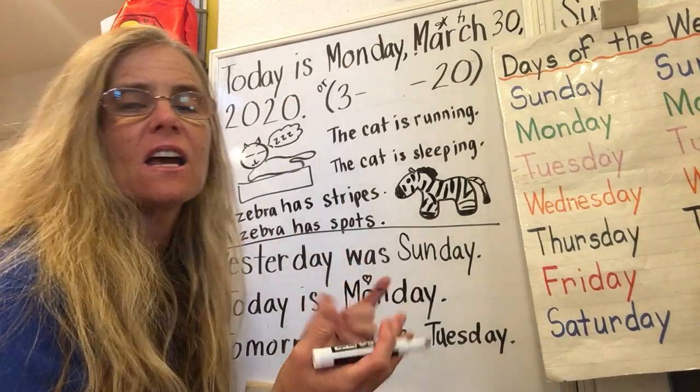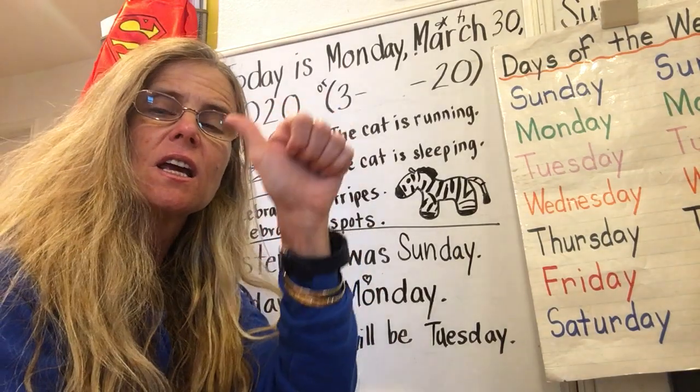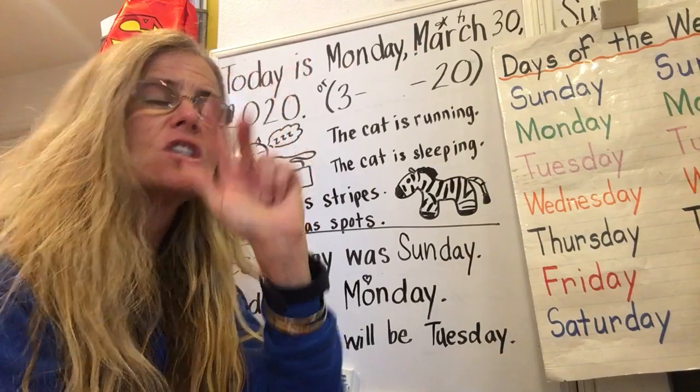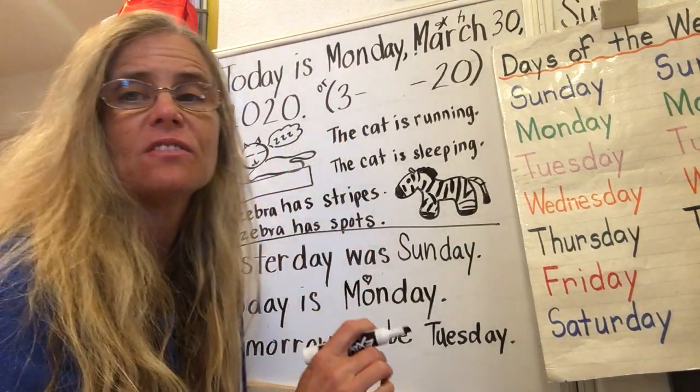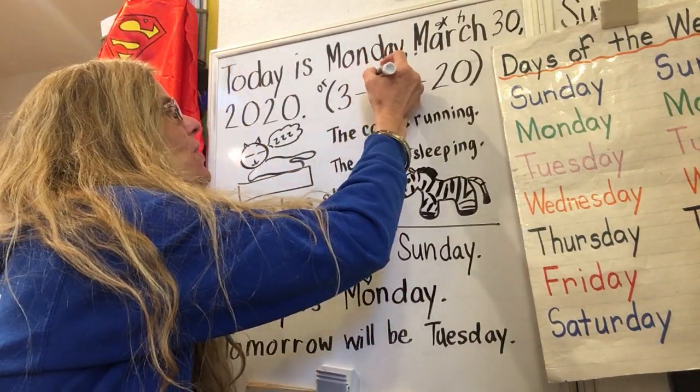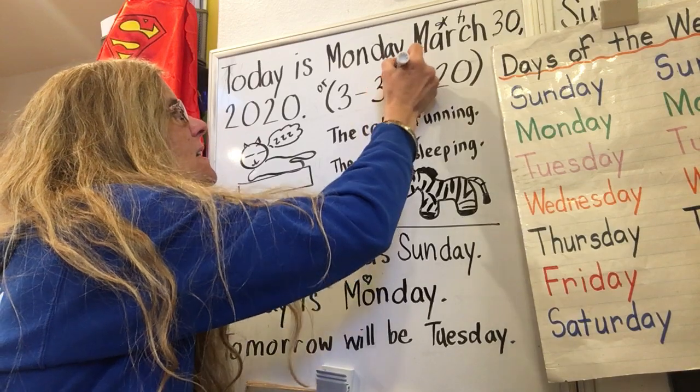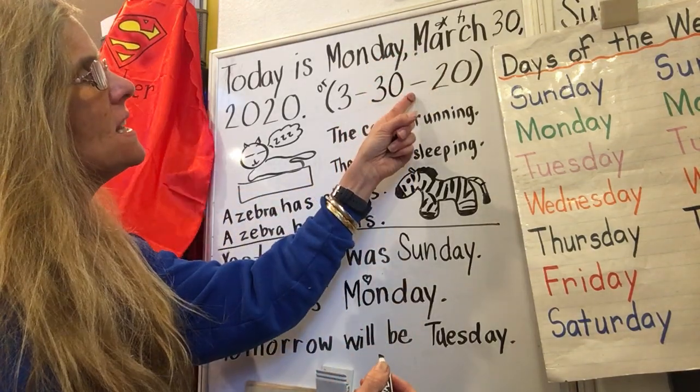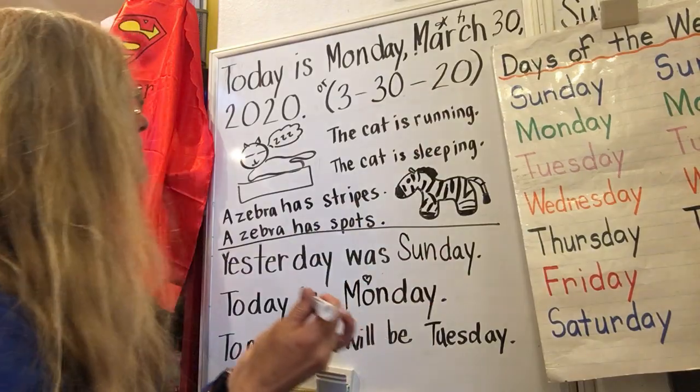Or, which means instead of, we can just show it numerically. January, February, March is 3. Dash is kind of like a comma. Then 30 is 3 in the tens place, 0 in the ones place, then dash 20.